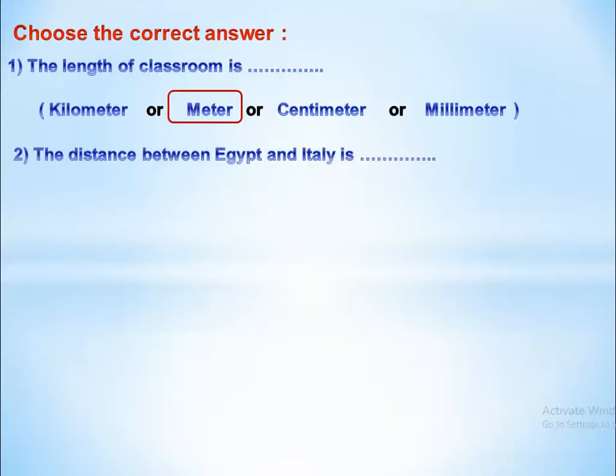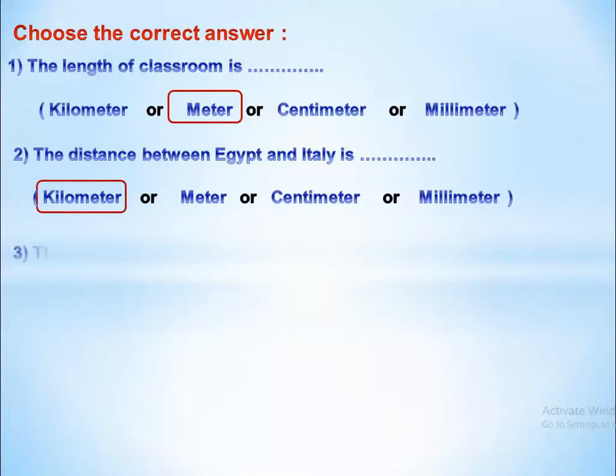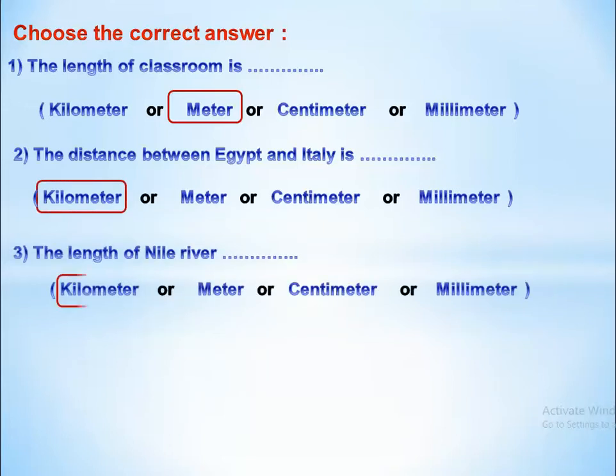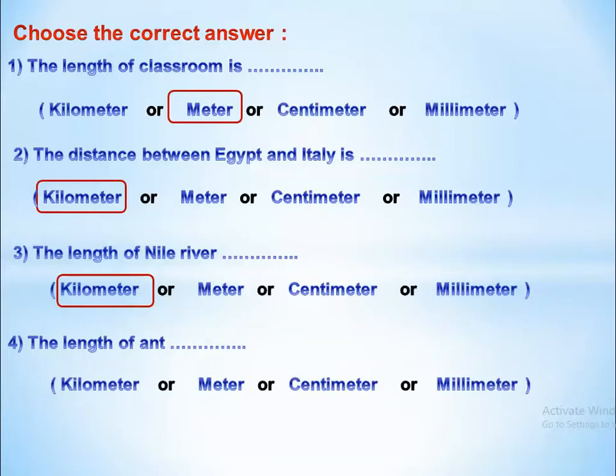Okay, the distance between Egypt and Italy, we said that we are going to use kilometer. Yes, the length of Nile River, also kilometer. The length of ant, we know the ant is the smallest insect, so we are going to use millimeter. Okay, complete.